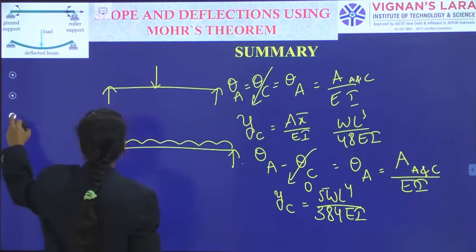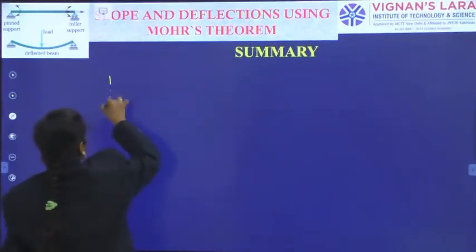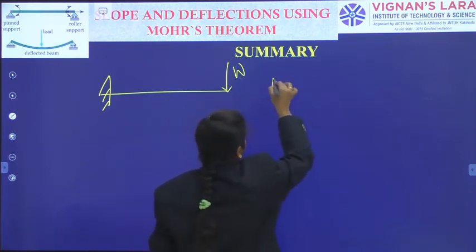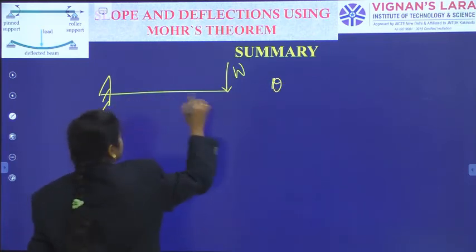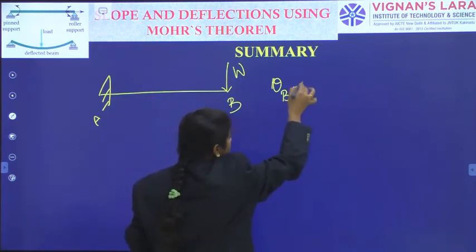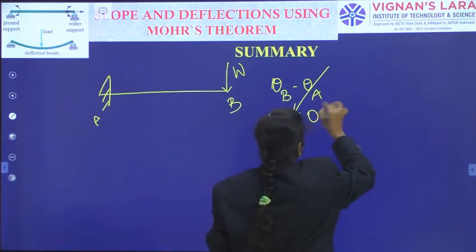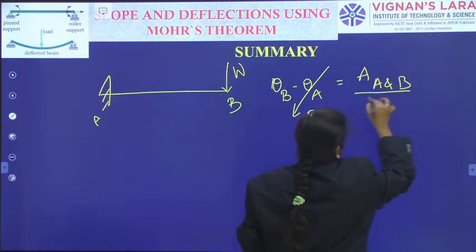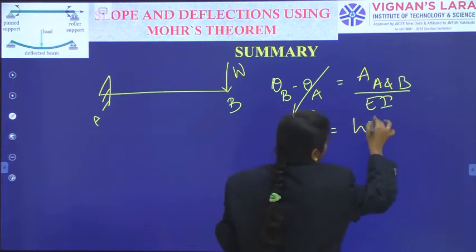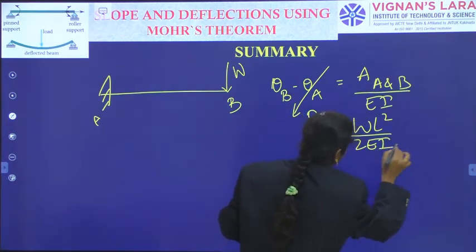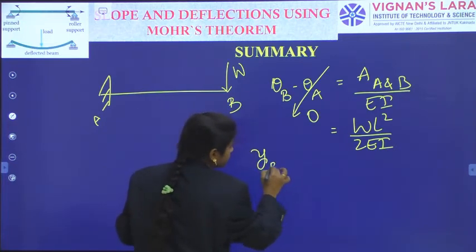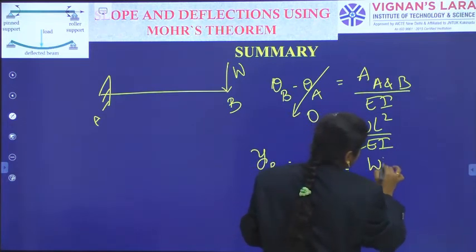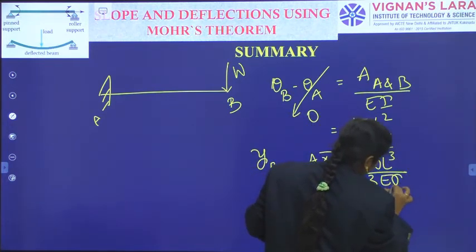When you see the next condition, a cantilever beam with a point load at the free end, W point load. Again I have point A and point B. Here I can get the combination theta B minus theta A, as theta A is equal to 0, and the area between A and B divided by EI, which is W L square by 2 EI, and also y B is equal to A x bar divided by EI, which is equal to WL cube by 3 EI.